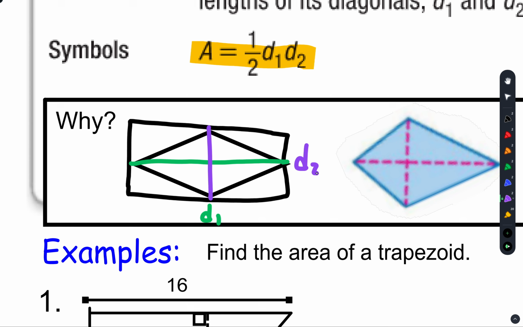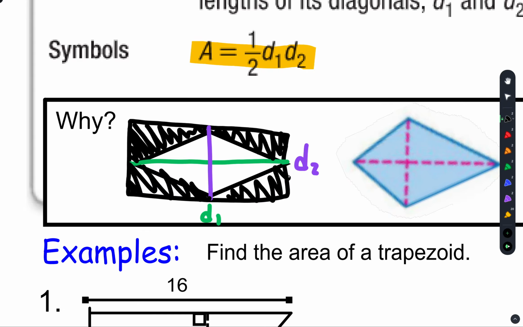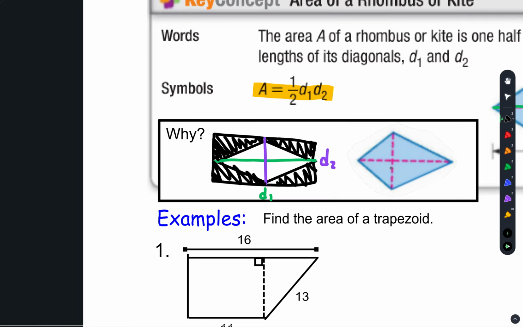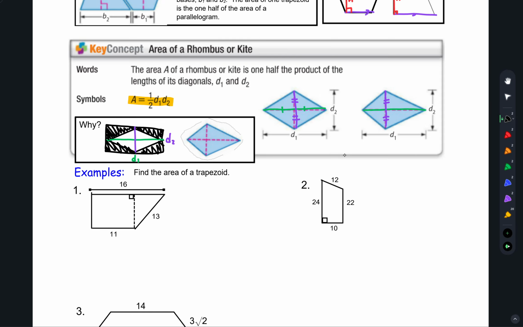And then to find just the area of the rhombus on the inside, that's when I'm dividing it in half to get rid of all this extra nonsense out here. Same thing for the kite. It's the same reason. So if that helps you think about that, then that's why.